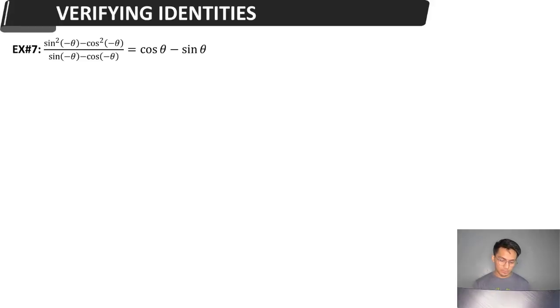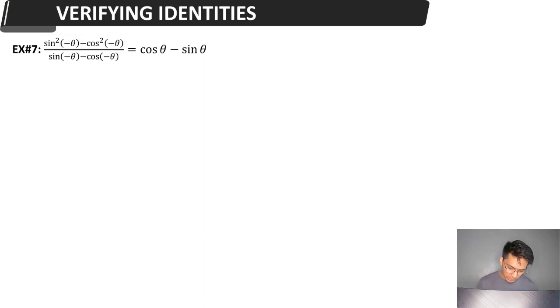Example number 7, for verifying trigonometric identities, we have sine squared negative theta minus cosine squared negative theta over sine negative theta minus cosine negative theta is equal to cosine theta minus sine theta. So, of course, obvious naman, ang complicated side dito is the left side of the equation. So, yun yung simplify natin para may match natin dun sa cosine theta minus sine theta. And ito isa pang hint na agad, meron ulit tayong mga negative theta or negative angle dito. Ibig sabihin yan, gagamitan natin yang ng even odd identity.